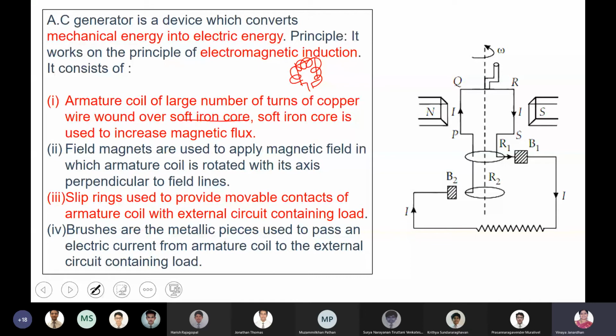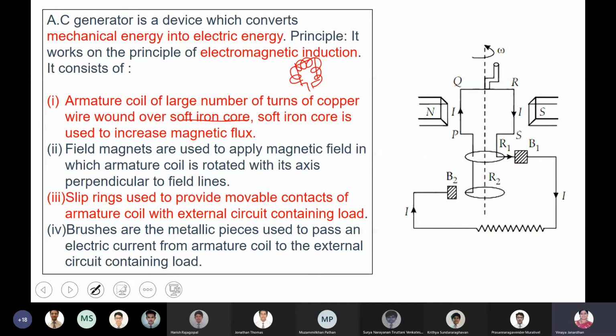Now this soft iron core is used to increase the magnetic flux. So here PQRS is your coil or an armature. Then you have the magnetic field produced by the pole pieces of a strong permanent magnet. Then there is what we call slip rings.